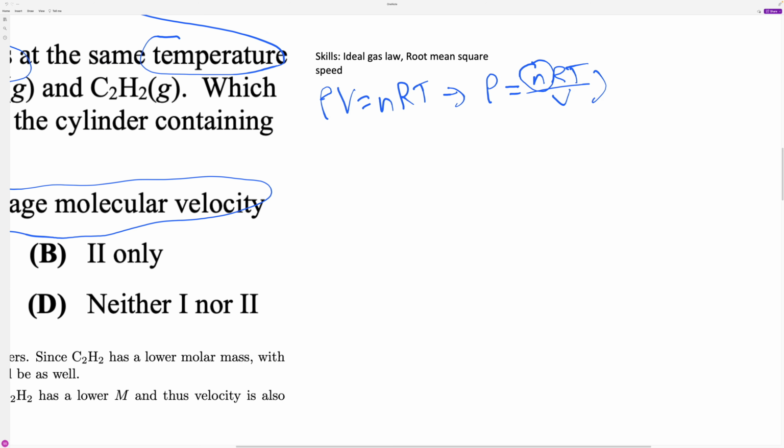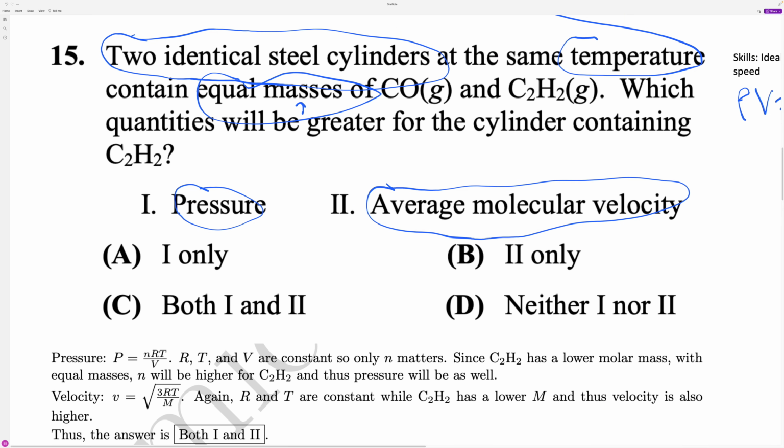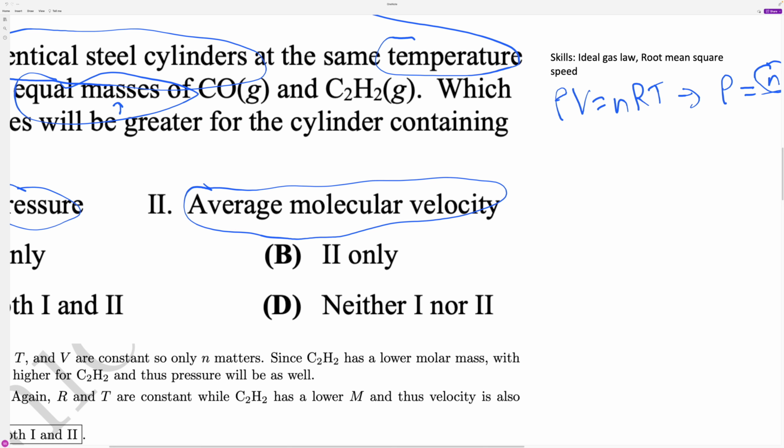So since this n value is higher for C2H2 and it's in the numerator of the pressure equation, pressure is going to be higher for C2H2. So I is correct.